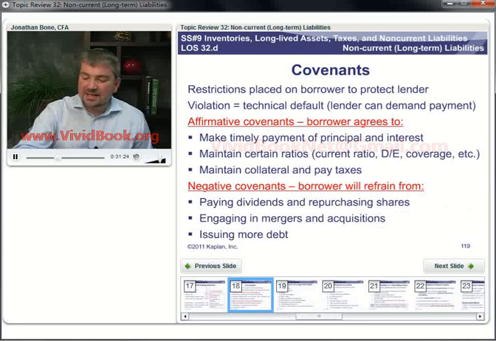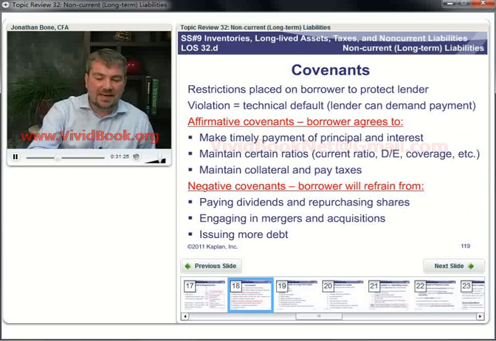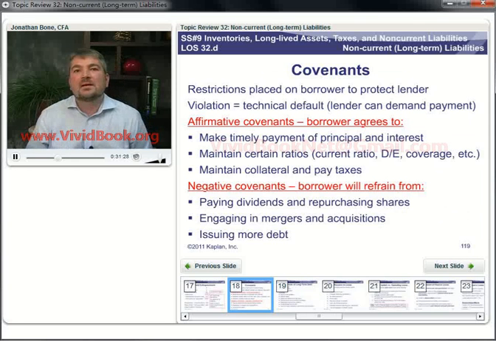Next, LOS, explain the role of covenants in protecting the lenders. Now, of course, the idea is a covenant is simply a restriction placed on the borrowing entity in order to protect the lender. Now, if you violate your covenants, you're deemed to be in technical default, and at the most extreme, the lender could demand repayment, or at very least, the lender is going to refinance and charge you a higher rate, so it's going to make your debt more costly in the future.